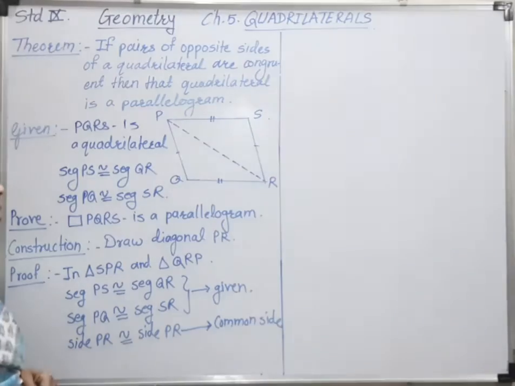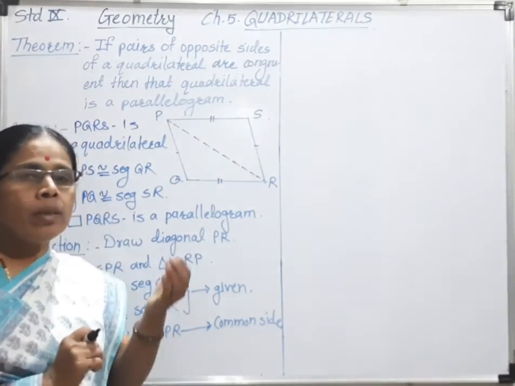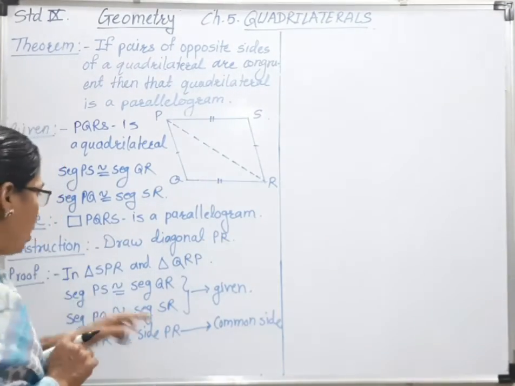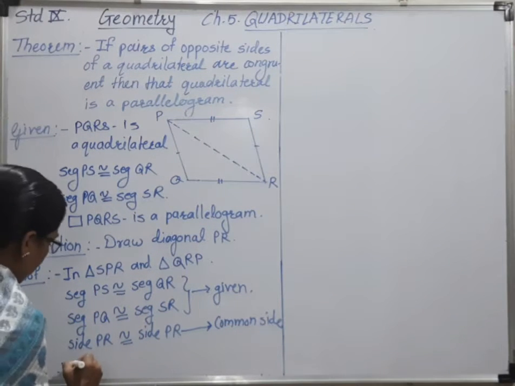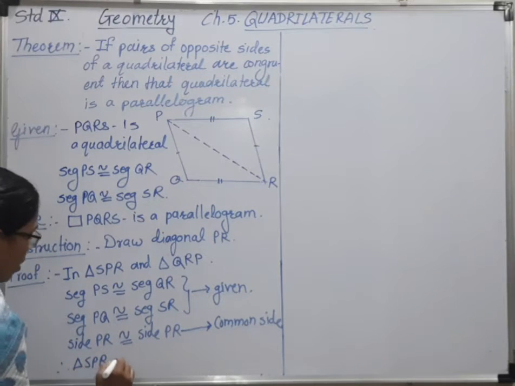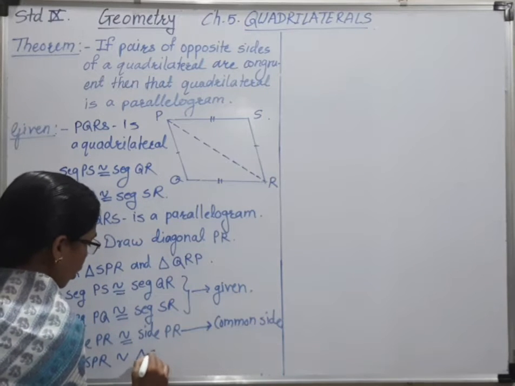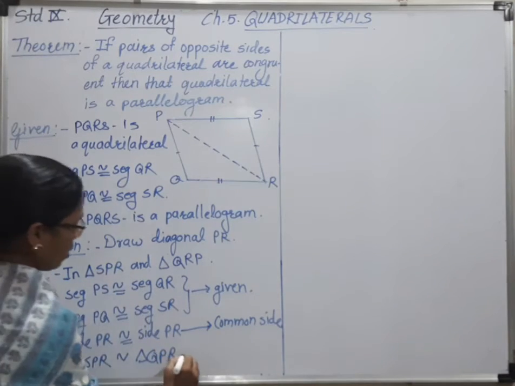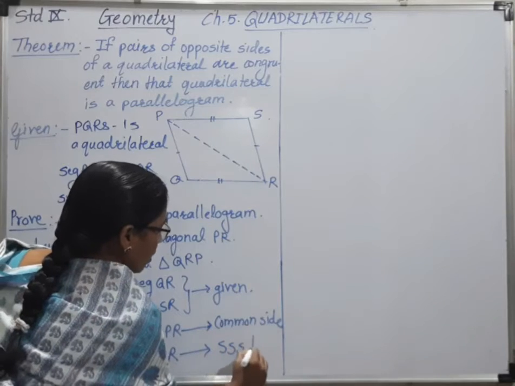And if only to show any two triangles are similar, then only three measurements are sufficient to show the two triangles are similar. Now here we got 1, 2, 3. So these two triangles, triangle SPR is similar to triangle QPR by SSS test.